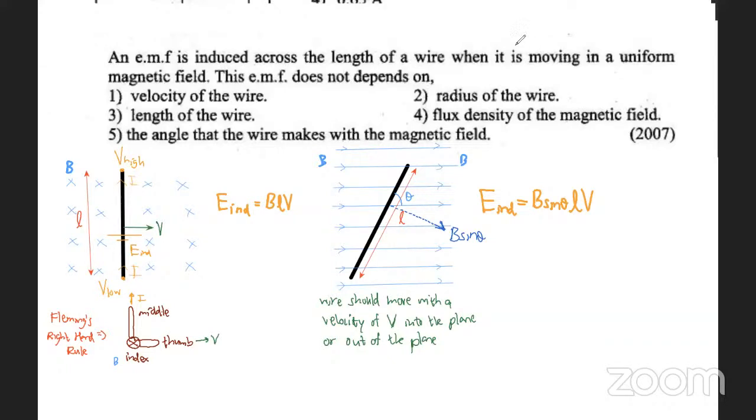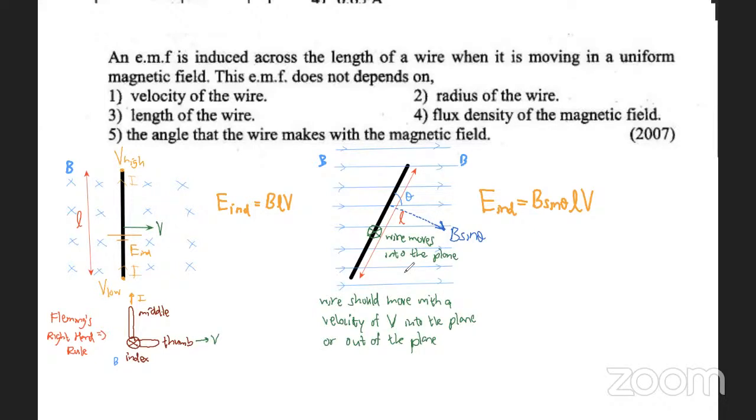Let's do it this way. I'll put this velocity is this term. That means the wire moves into the plane. Tell me, where will we have high potential, top or bottom? The wire is moving into the plane, right?